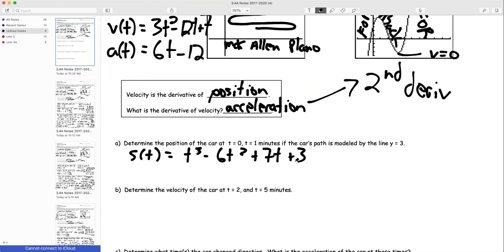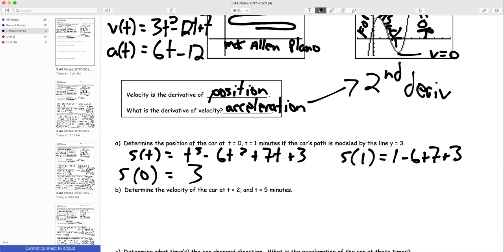And they asked me to evaluate my position at my initial position, which is t is equal to 0. So I would plug in 0 for t, and that goes away, that goes away, and that goes away, and so I get 3. And then they also asked me to evaluate my position at 1. So I'm going to plug in 1. That's going to give me 1 minus 6 plus 7 plus 3, which is 5.